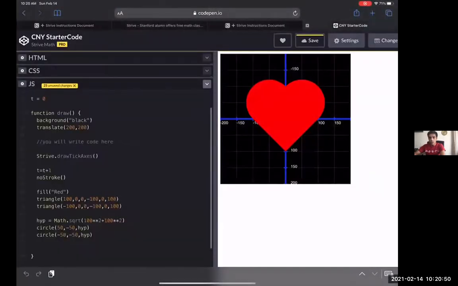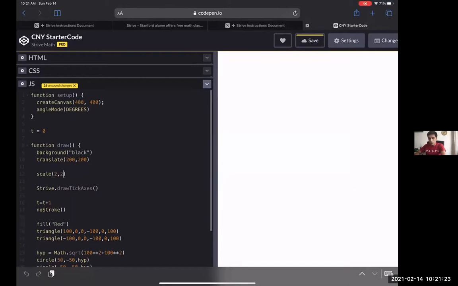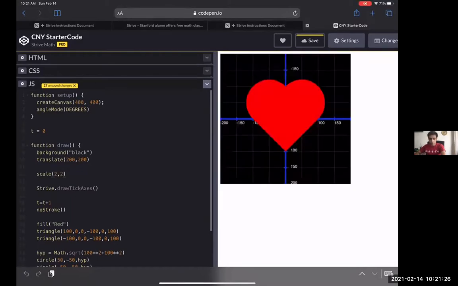So let's make the heart beat, all right? Everybody with me? You're seeing the Zoom share screen. So now, hopefully you haven't changed your code because your code should have started off like this, right? Yeah, okay, I think it started off like this. So what I will do here, interestingly, is you see where it says you will write code here. Let's write this line of code over here. I will write down SCALE, and then I will write down 2, 2. And then let's see what happens.